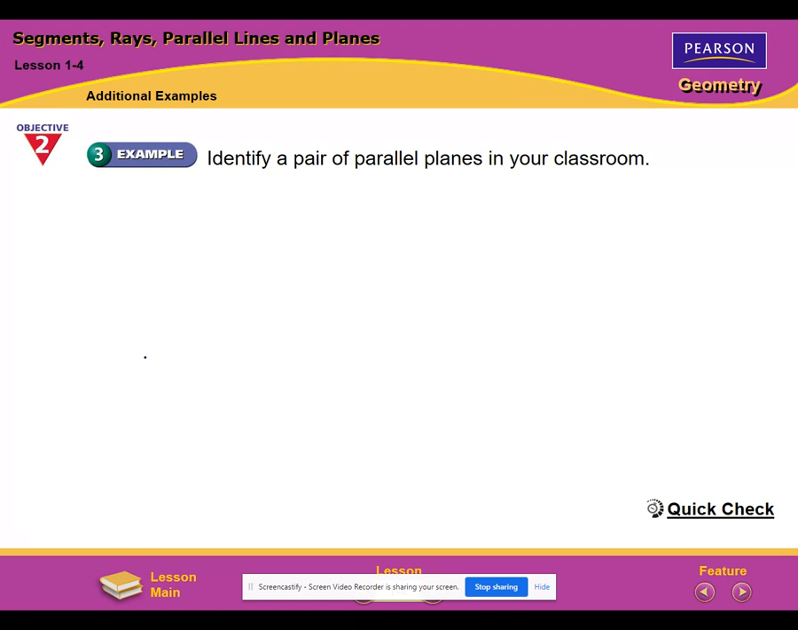One more example. Identify a pair of parallel planes in your classroom. You're not here, but I'll tell you that thankfully the ceiling and the floor are parallel. The east wall and the west wall are parallel. The north wall and the south wall are parallel. I have boards on all 4 of my walls, whiteboards that is. The back whiteboard is parallel to the front whiteboard. The screen that I have is parallel to the back whiteboard.